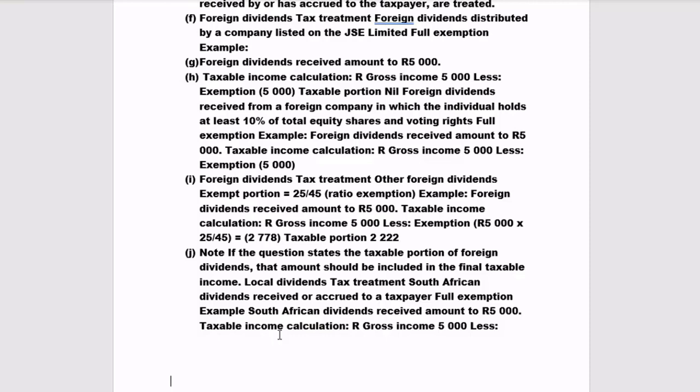Local dividends tax treatment in South Africa. For a dividend received or accrued to a taxpayer, the full example: South African dividends received amounted to 5,000 rand. The taxable portion calculation will be 5,000 rand, but then you deduct that adjustment.